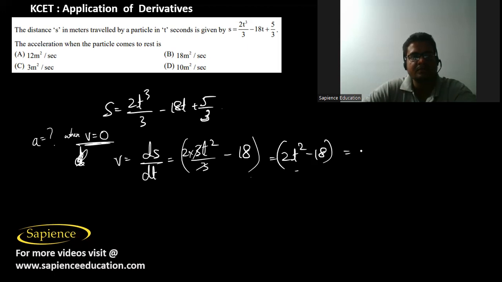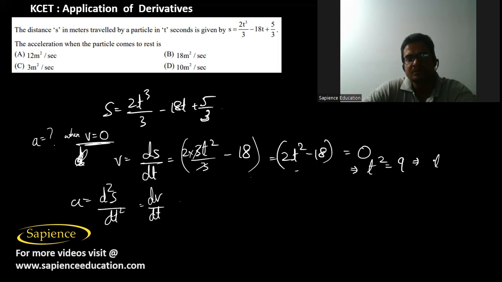So v will be equal to 0. Then we have to find the acceleration, which is d square s by dt square, or I can say dv by dt. So v is 0 when t square will be equal to 9. So t will be equal to 3, since t cannot be negative. So the particle comes to rest at t equal to 3 seconds.